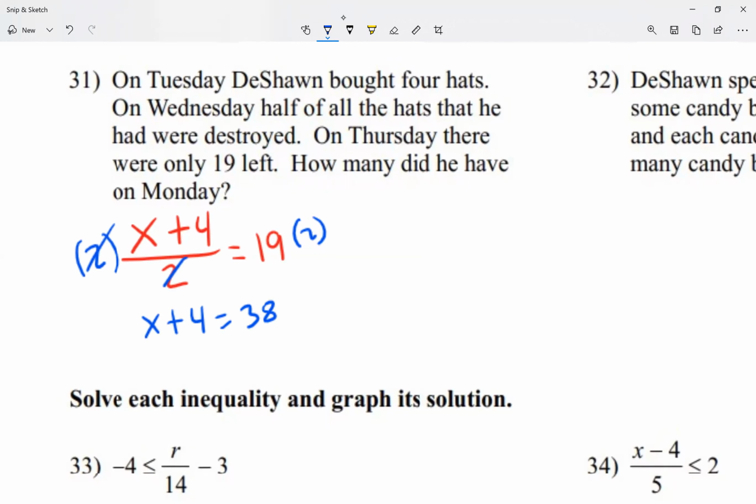I want the X by itself, so the plus 4, let me move it over as a minus 4. Don't forget to switch the sign. So X is equal to 34. All right, so he had 34 hats to begin with. Right, 34 plus 4 would be 38. The half is 19. So yeah, it makes sense.